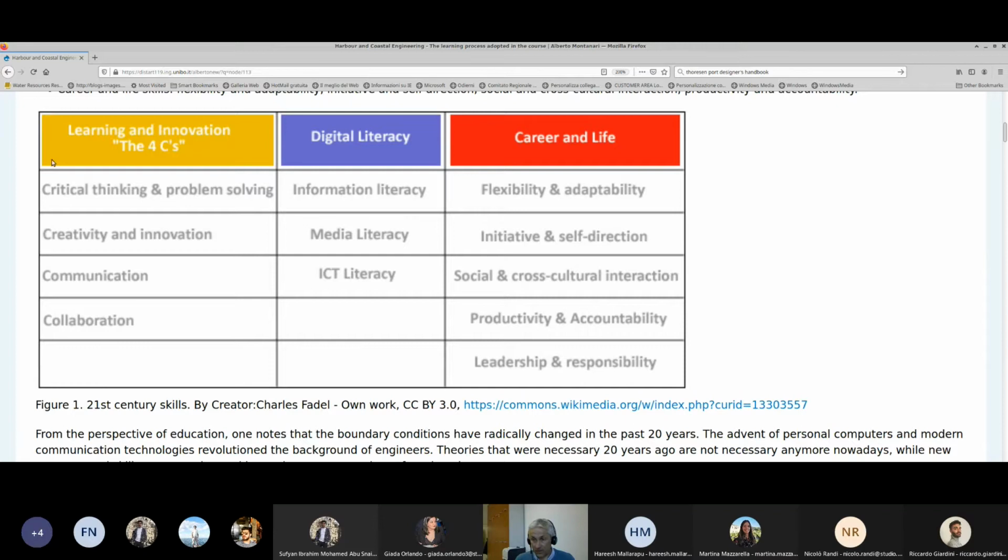So we have 3 columns. The four C's, related to learning and innovation: critical thinking, problem solving. So an employer, what would he like to get from you? Solutions. When an employer looks for an engineer, he is looking for solutions. So if you are good in finding solutions, you will have a successful career. Creativity and innovation are essential requirements for finding solutions.